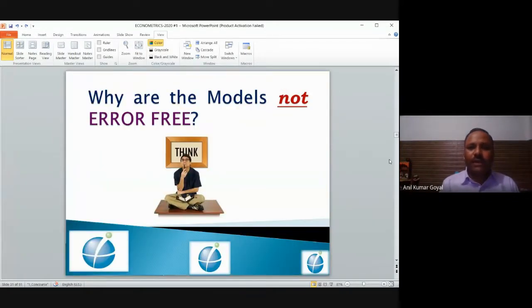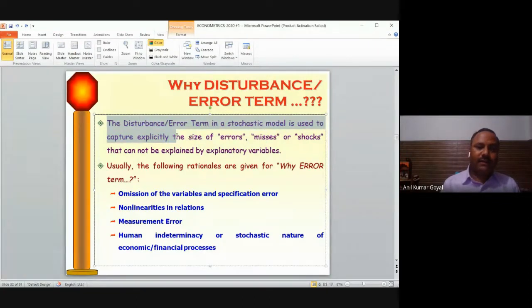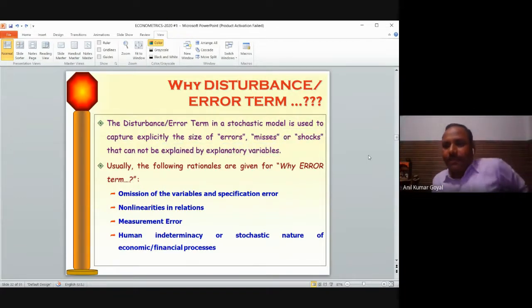So why are the models not error free? We must think why the models are not error free. Why is error there? So why disturbance error term? The disturbance or error term in a stochastic model is used to capture explicitly the size of error, mistakes, or shocks that cannot be explained by the explanatory variable. So whatever is left from the explanatory variable, independent variable, that goes to error. Whatever we missed during the estimation, that goes to error.